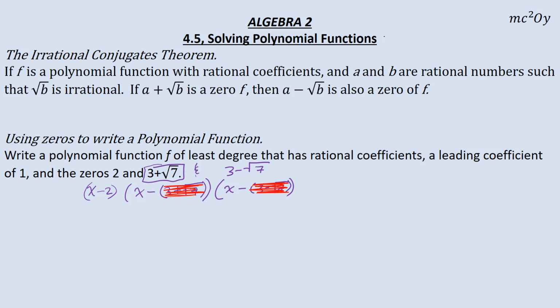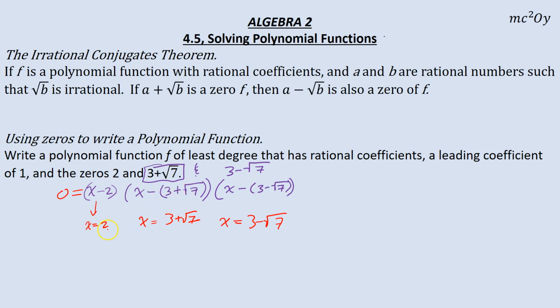If I wrote something in factored form and I said all this equals 0, you would go, well, this would be x equals 2. And this would be x equals whatever that is. And this would be x equals whatever that mess is. Well, that mess is 3 plus root 7. And that mess is 3 minus root 7. So that's the reason I put it in that format. I have to put the minus because I have two terms in here.